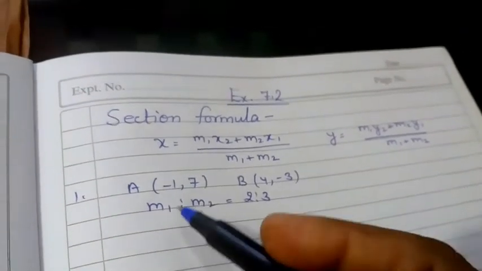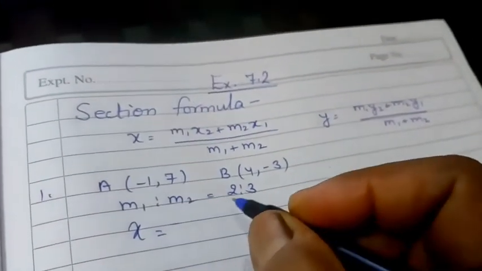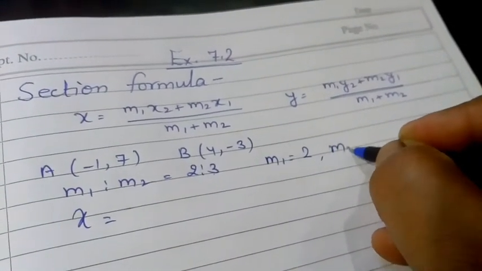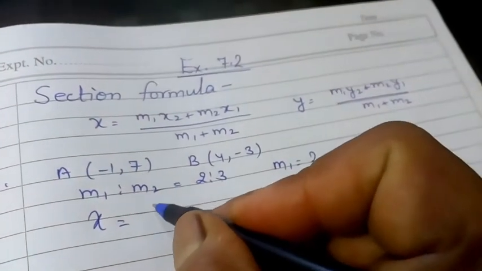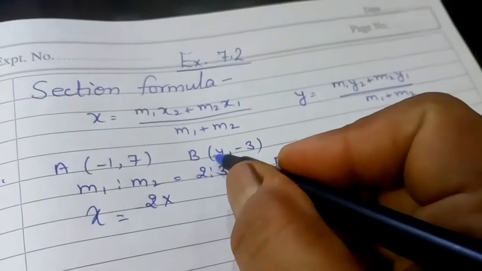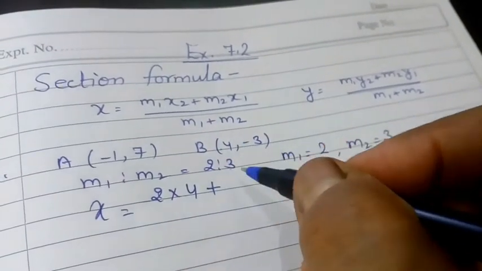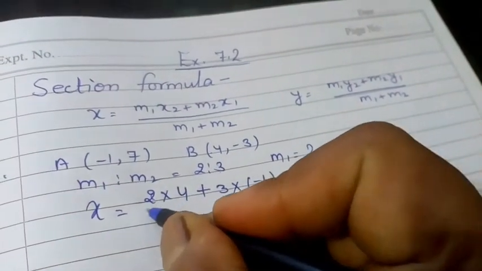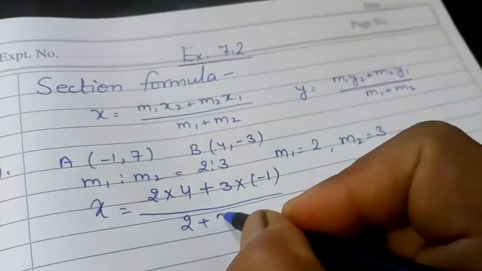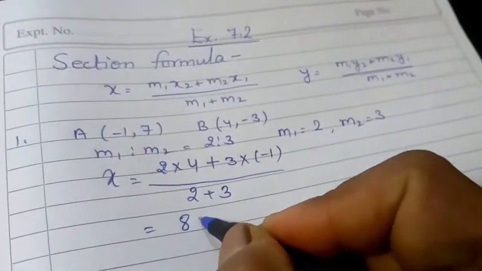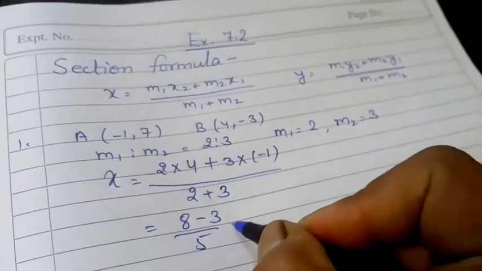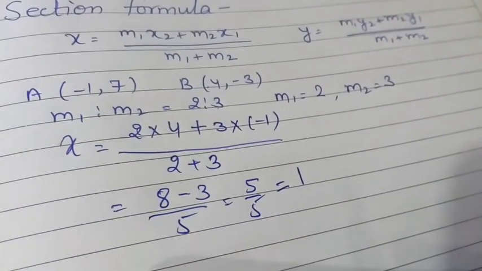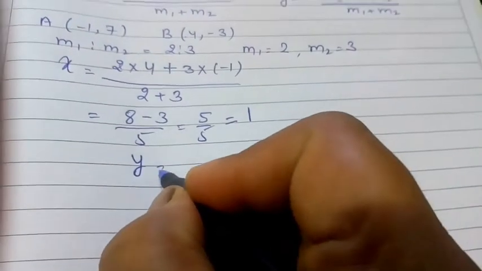By putting the values in this formula, x equals m1, which is 2, times x2, which is 4, plus m2, which is 3, times -1, upon m1 plus m2, which means 2 plus 3. That is 8 minus 3 by 5, 5 by 5 equals 1. X equals 1.